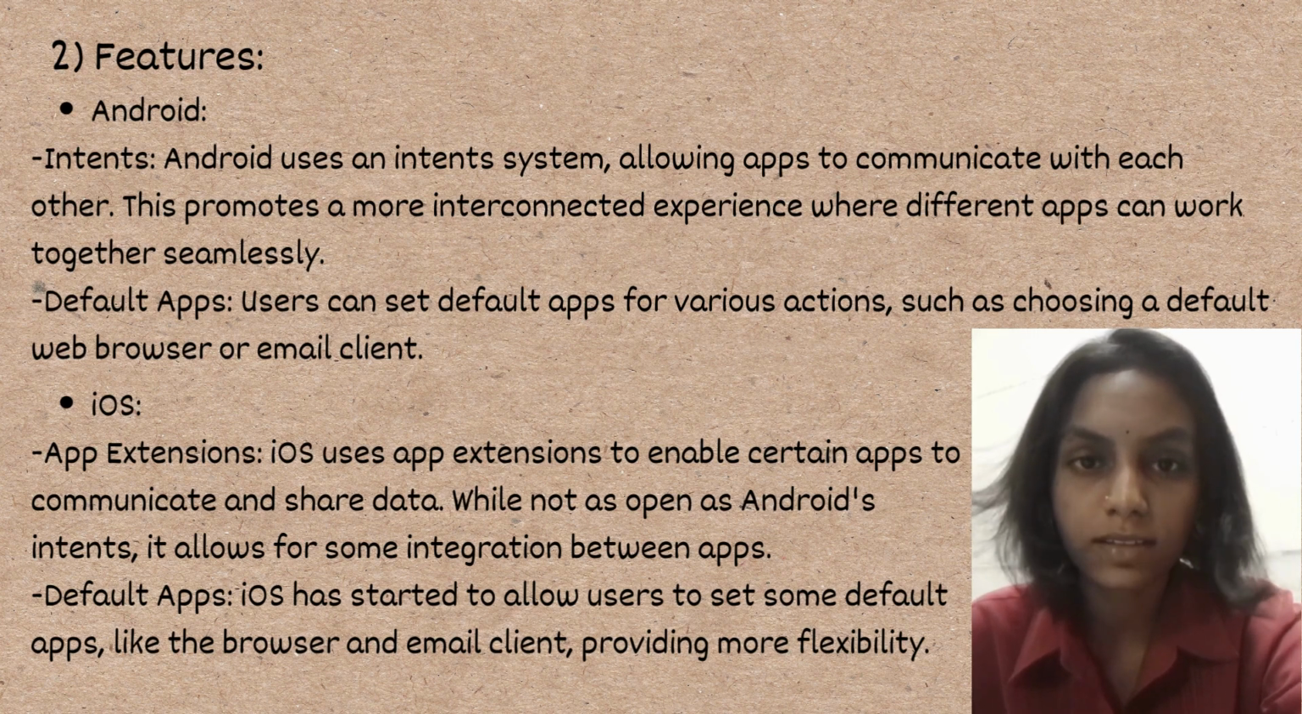For iOS, app extensions. iOS uses app extensions to enable certain apps to communicate and share data. While not as open as Android's intents, it allows for some integration between apps. And then default apps too. For iOS, it started to allow users to set some default apps like the browser and email client, providing more flexibility.